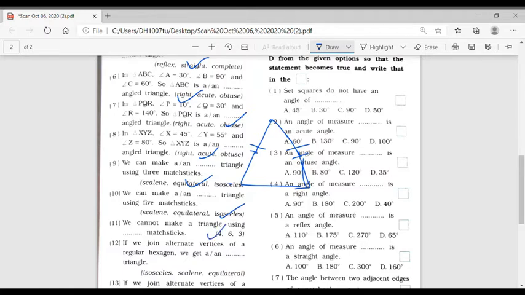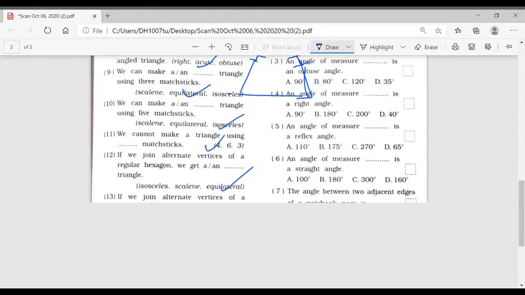Now question number 12: if we join alternate vertices of a regular hexagon, we get a dash triangle. That means equilateral triangle. That question also we have solved in the textbook. Because the hexagon given to us is regular, the triangle formed by joining the vertices of the regular hexagon will also be an equilateral triangle. So we will put tick mark to equilateral from the given options.